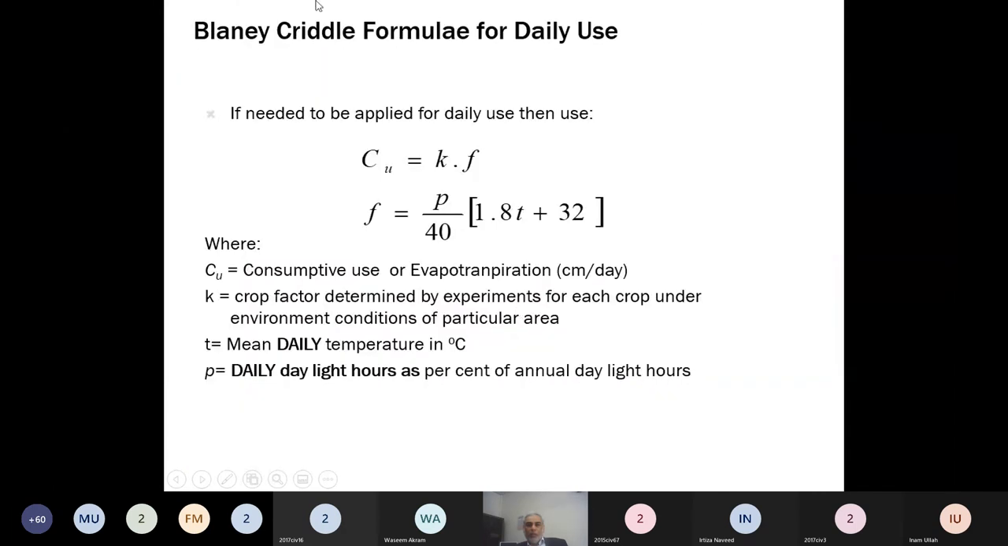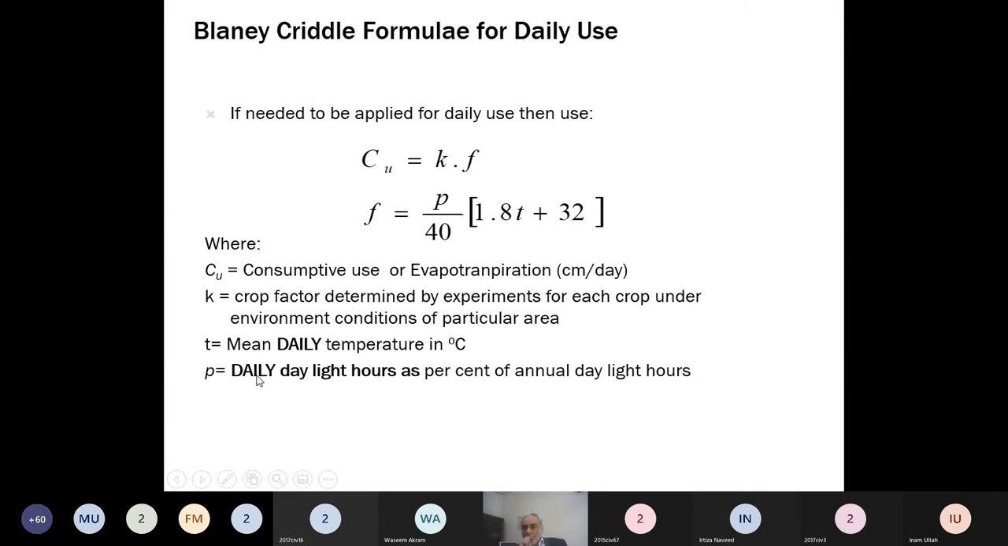Some people use this Blaney-Criddle method on a daily basis. The formula is the same, the definition of P and T is changed. If it is used on a daily basis, then it will give you consumptive use in centimeter per day, and of course it will be less than the consumptive use per month. So in this, temperature should be the mean temperature of a day. P should be the daily sunshine hour as a percentage of the annual sunshine hour.